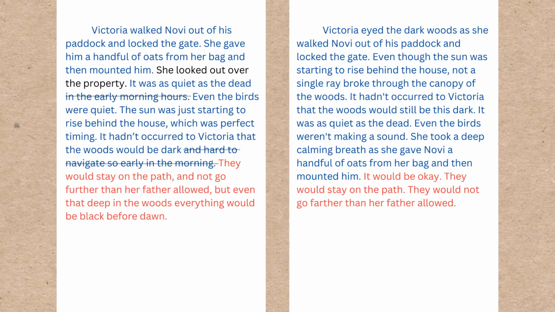I would probably also knock off the second part of the sentence, but even that deep in the woods, everything would be black before dawn. Just because with the changes, we basically explained that already earlier in the paragraph, and cutting it out makes the emotions feel punchier. So now what we have left of the original paragraph is "she looked out over the property." I wouldn't bother working this in because it's not really necessary.